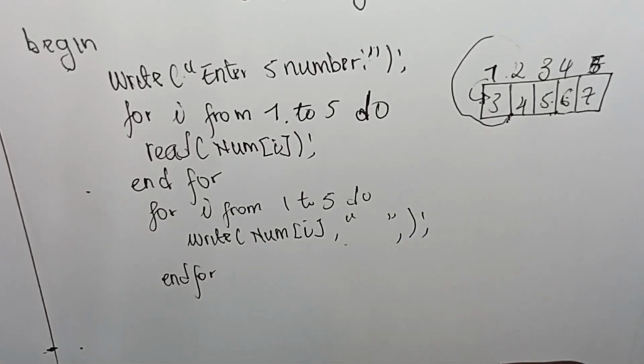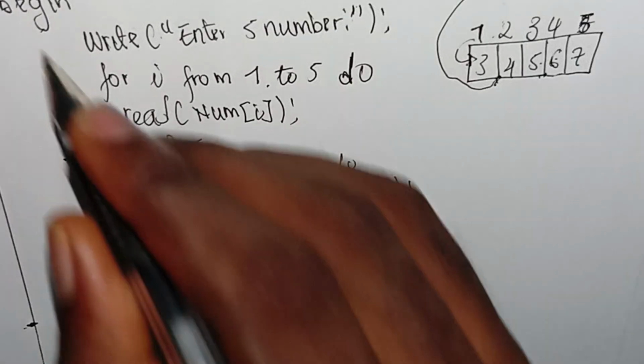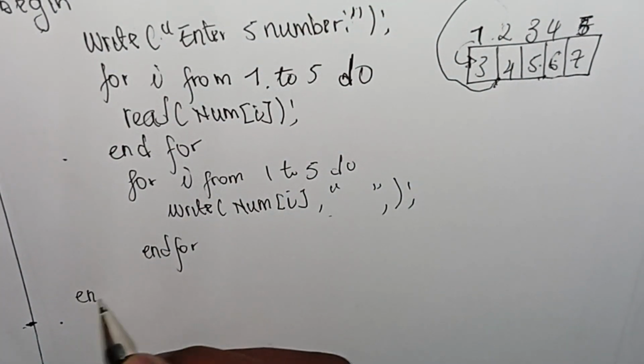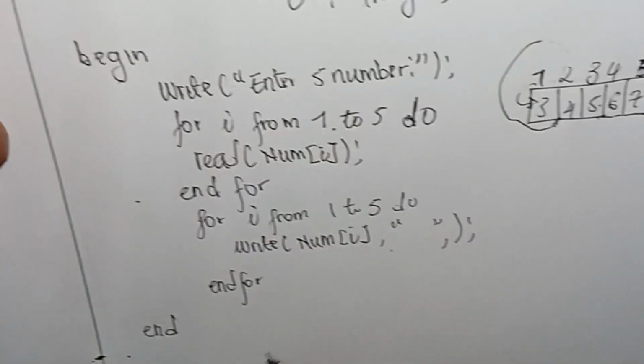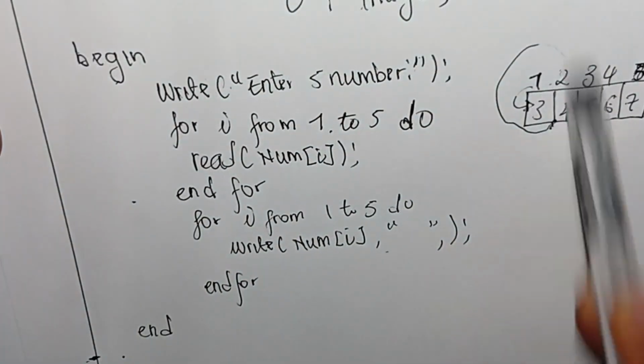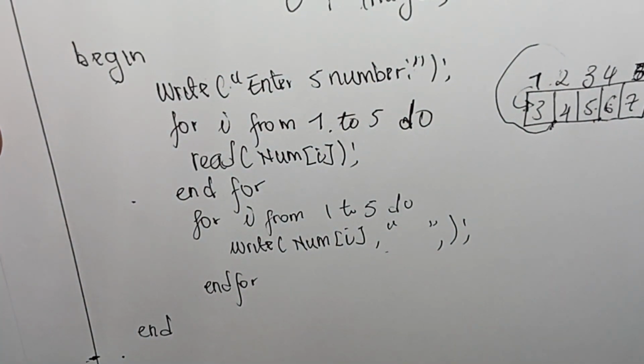Well, the space doesn't matter much, but I just wanted to have it there. So we want to end our loop, directly under the beginning. We want to end our block of code. And here's the code for how arrays work. So I believe you should have a clear understanding of arrays.